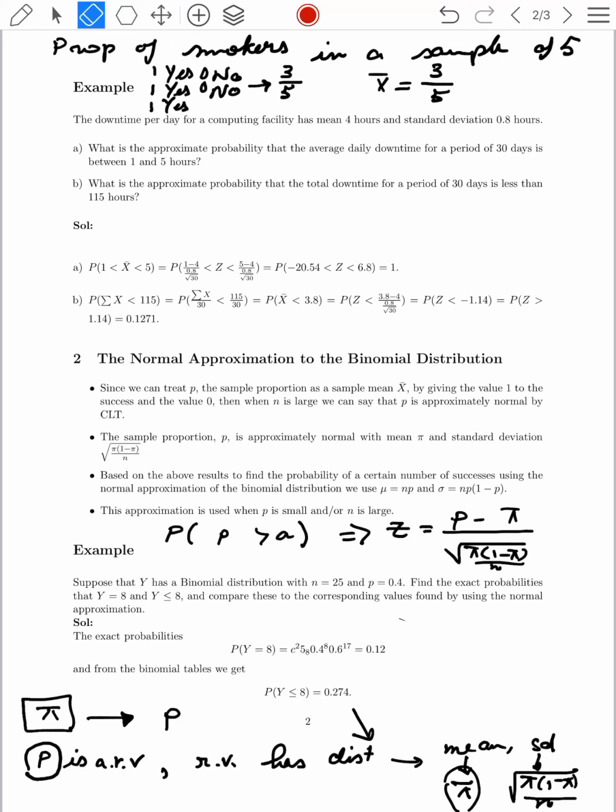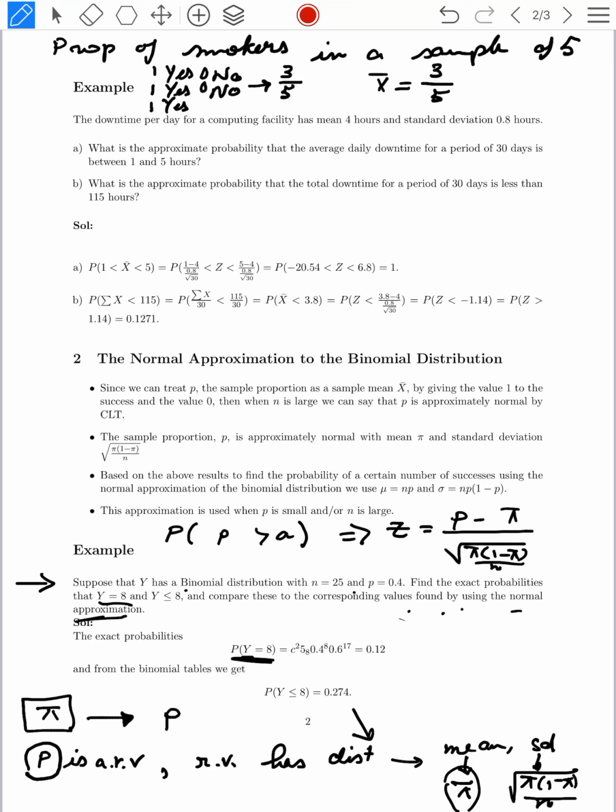When we solve, you will understand more about this part of the lecture. Suppose that y has a binomial distribution with n equals 25 and p equals 0.4. Find the exact probability that y is equal to 8. We have a binomial distribution, so we can easily find the probability for y equals 8 using the formula of the binomial distribution, and compare this to the corresponding value found by the normal approximation.